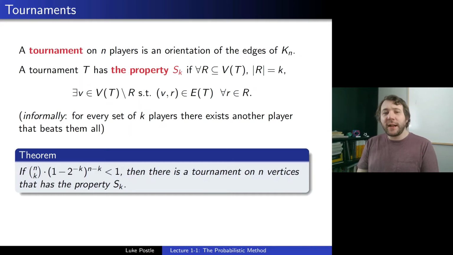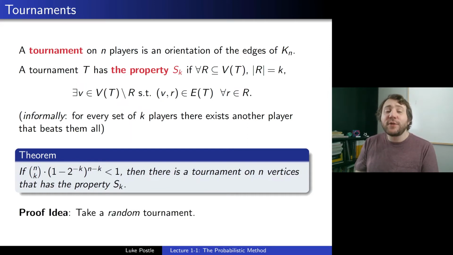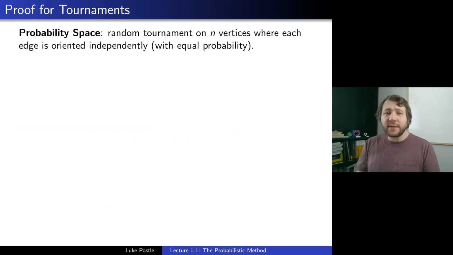So that's quite nice, and how we're going to do that, we won't actually, again, construct them, we will just prove their existence via the probabilistic method. And how do we do that? What's the proof idea? It is to take a random tournament, using randomness there. So we'll take a random tournament, and indeed what we'll be showing is that with somewhat high probability, random tournaments actually have this S_k property. So let's proceed on to that.